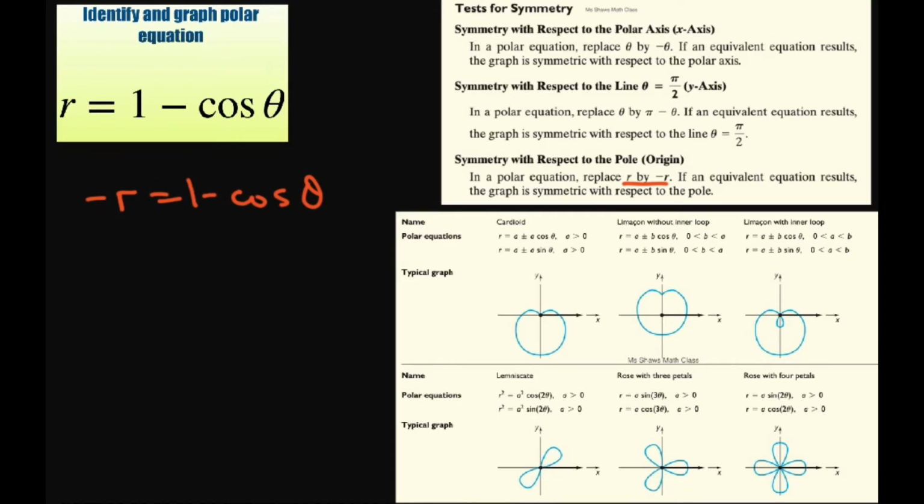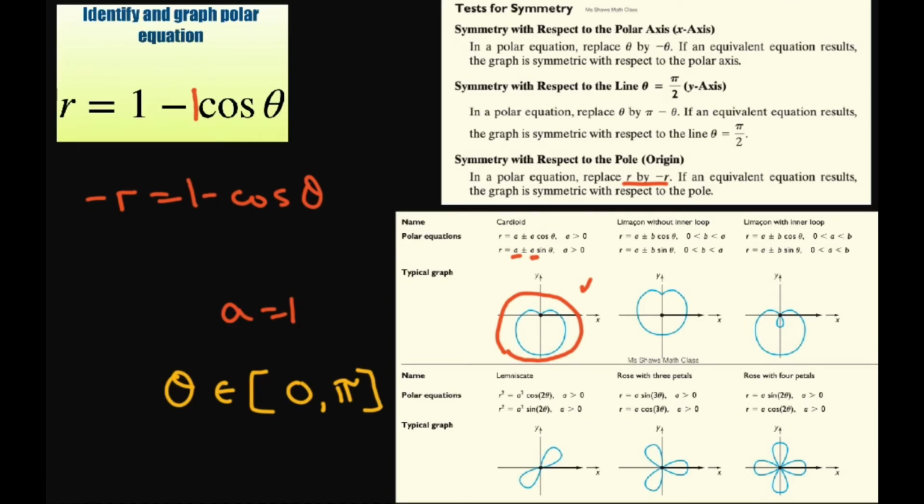Now this is what I meant by this is a cardioid. You can put a 1 in here. Since these two numbers are the same, and a is 1, we're going to have a shape like this. Now ours is symmetric to the pole and not to the y-axis. This one was symmetric to the y-axis. So let's graph this, and based off our symmetry, we're going to assign values of theta from 0 to pi.